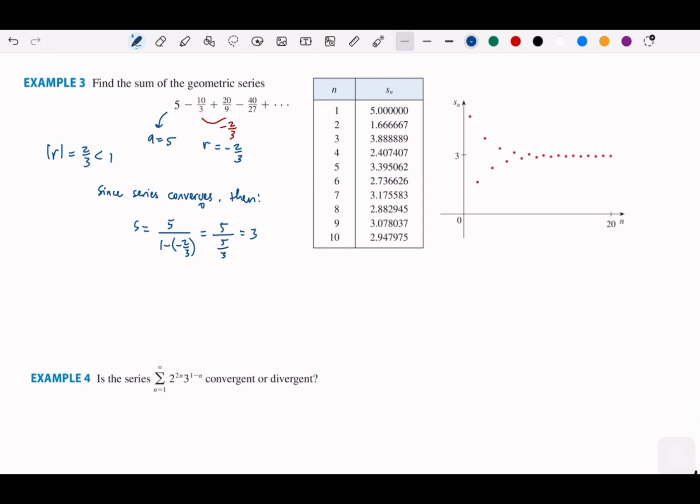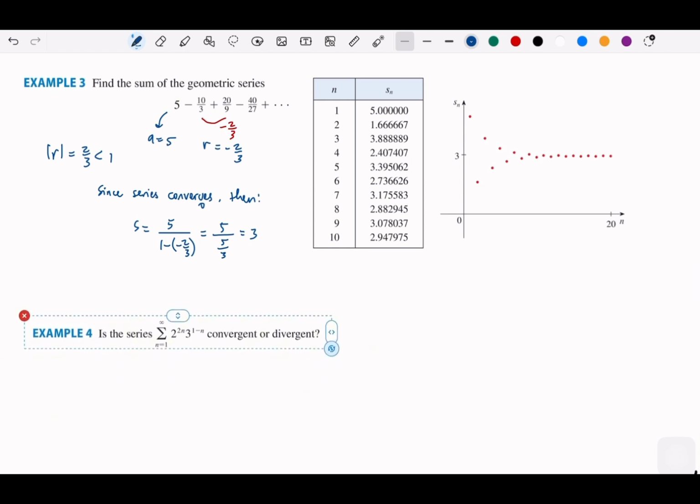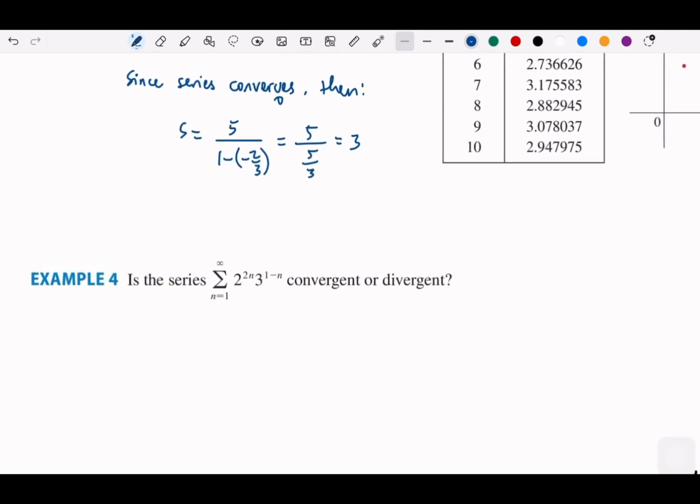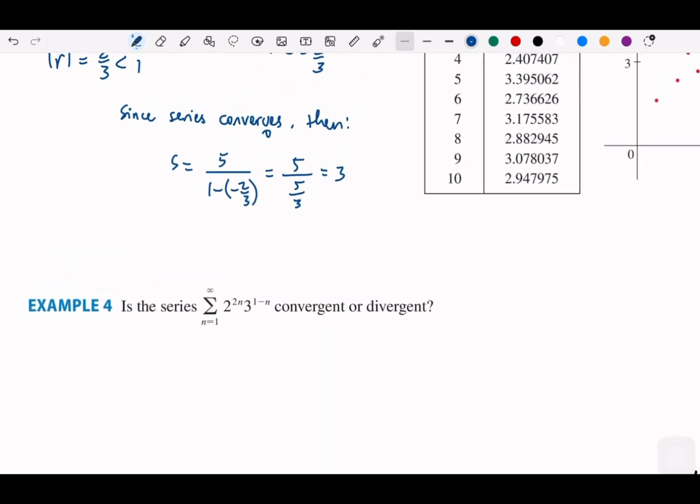Okay, now let's see another example. For geometric series, aside from being given a list of summations where you need to identify whether it is a geometric series or not, the second thing is you are given a series like this, and perhaps the question is just asking whether it converges or diverges.